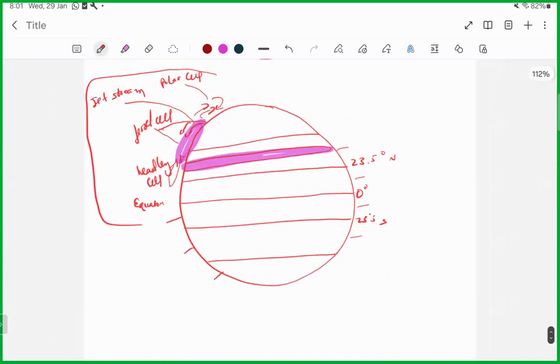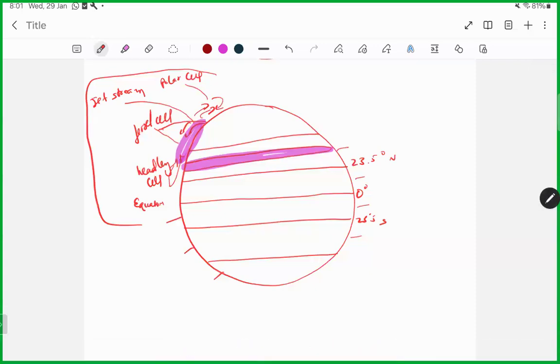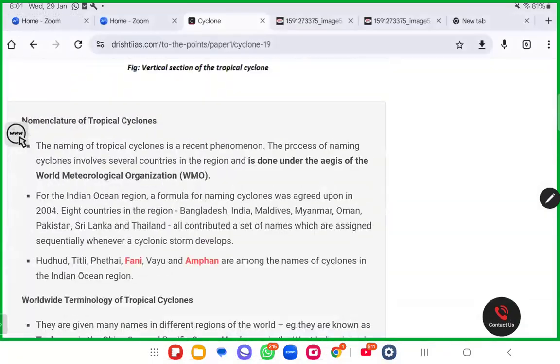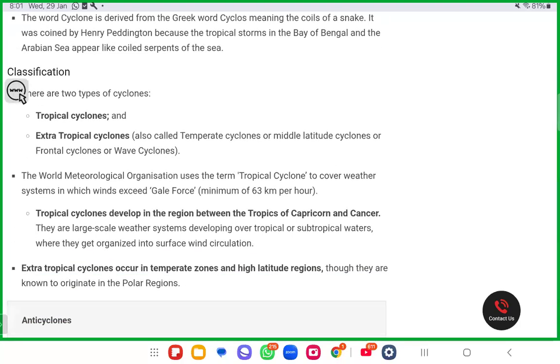Now, before we have studied that extratropical cyclones are also known by many other names. As you can see, we'll study here again the extratropical cyclones. Extratropical cyclones are also known as temperate cyclones, or mid-latitude cyclones, or frontal cyclones, or wave cyclones.